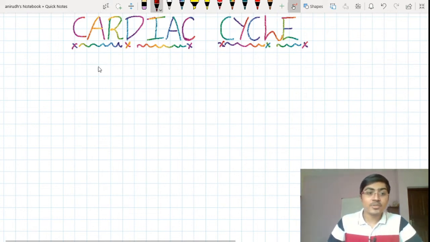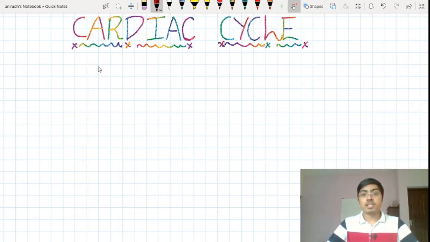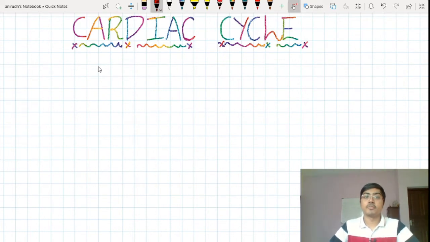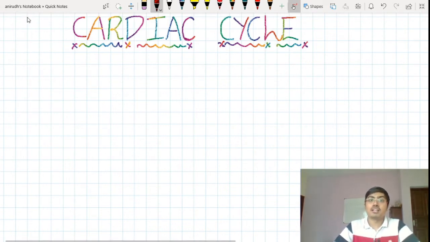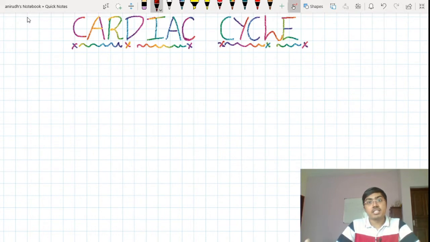So hello guys. So till now we have discussed the structure of human heart and the anatomical aspects related to the human heart. Now we have to discuss a very serious kind of a topic, that is cardiac cycle. There are many things which are involved in this, and let's know how the heart is going to function. How is the heart functioning?